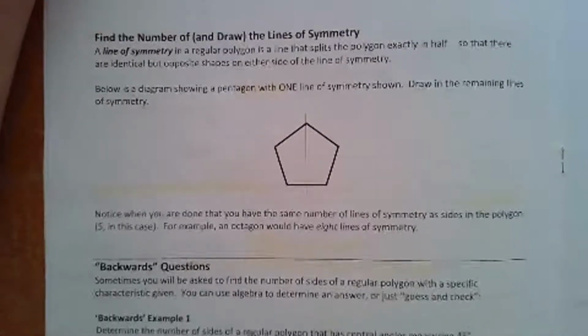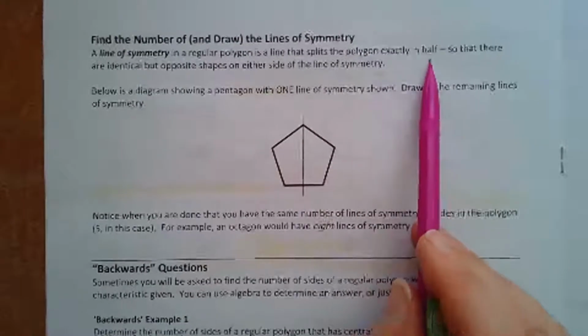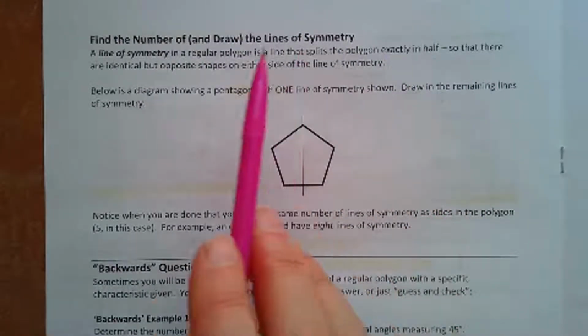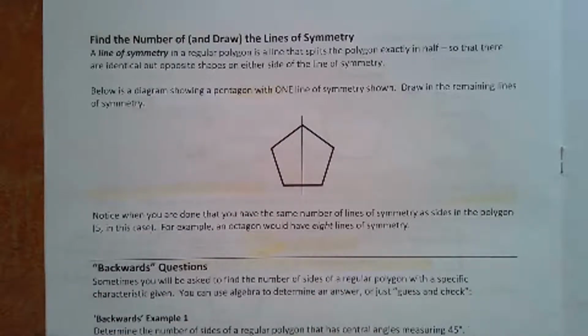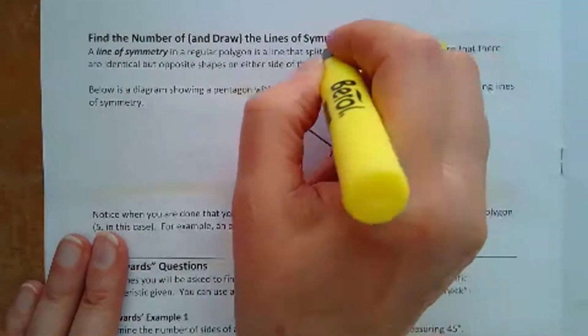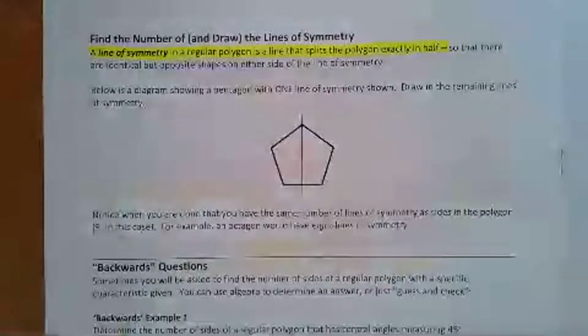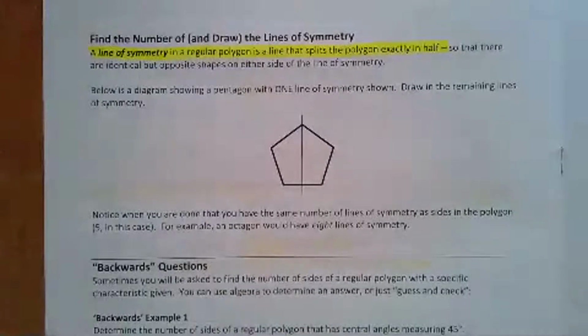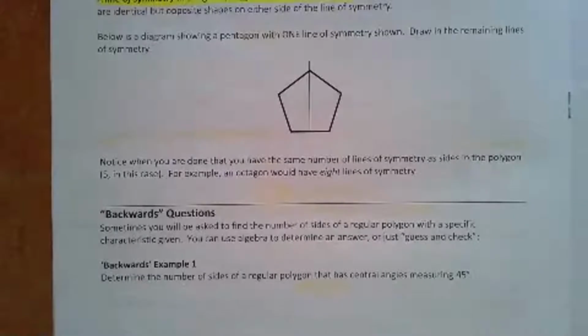A line of symmetry in a regular polygon is a line that splits the polygon in half. So there are identical but opposite shapes on either side. So basically, this is the key phrase. A line of symmetry is a line that splits the polygon in half. Okay? So the only thing is, I think I'm going to do another line of symmetry too with an even-sided shape.